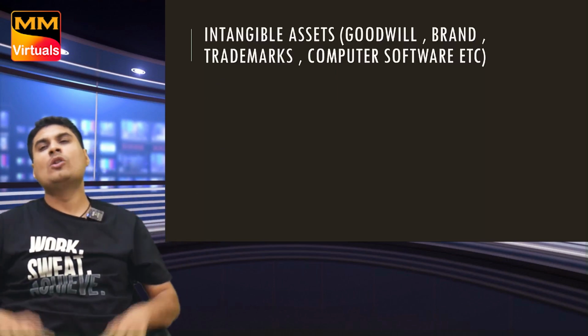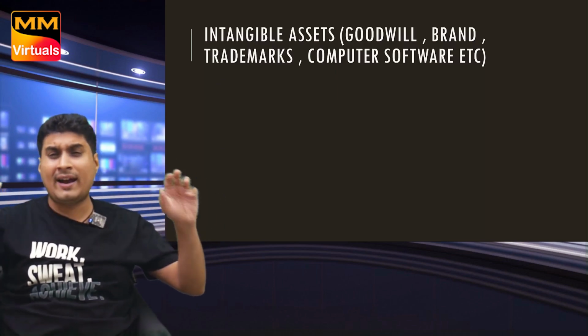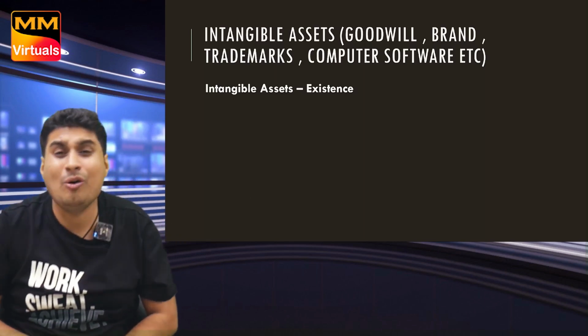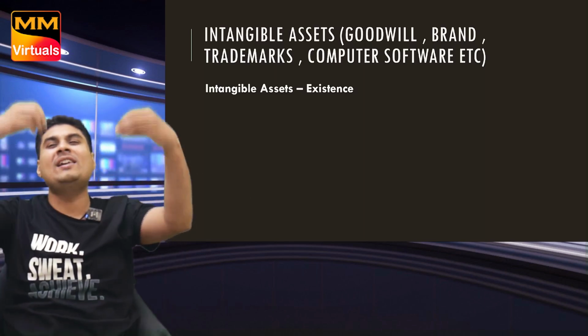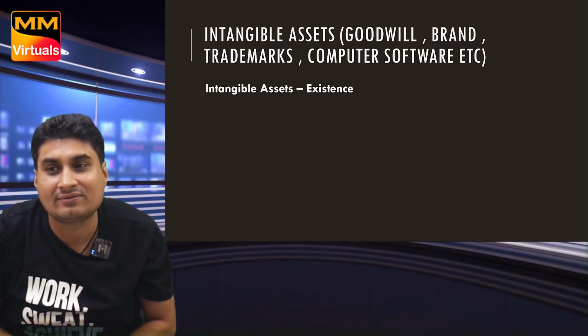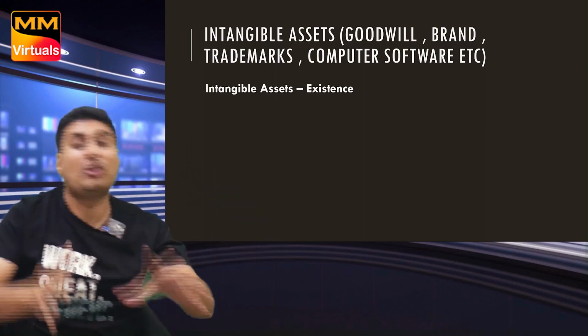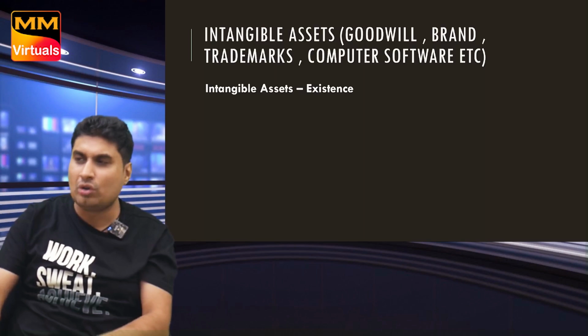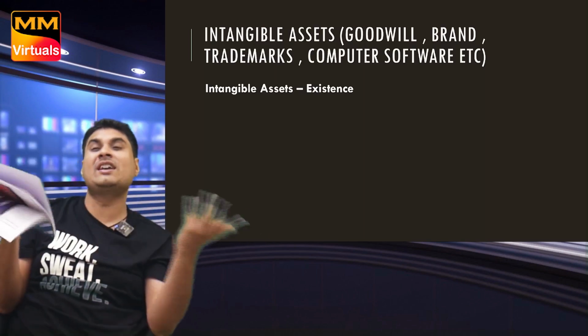Intangible asset: goodwill, patent, copyright, mastheads, publishing title. Existence. How to check intangible asset existence? Tell me. It's an identifiable non-monetary asset. We know it's an asset, but actually it's not an asset. You cannot touch goodwill. Show me goodwill. How to show physical verification?